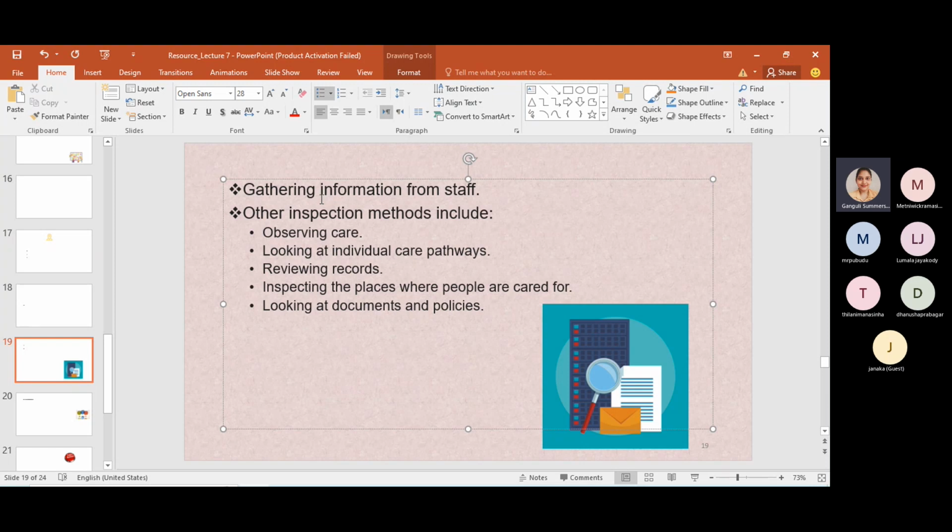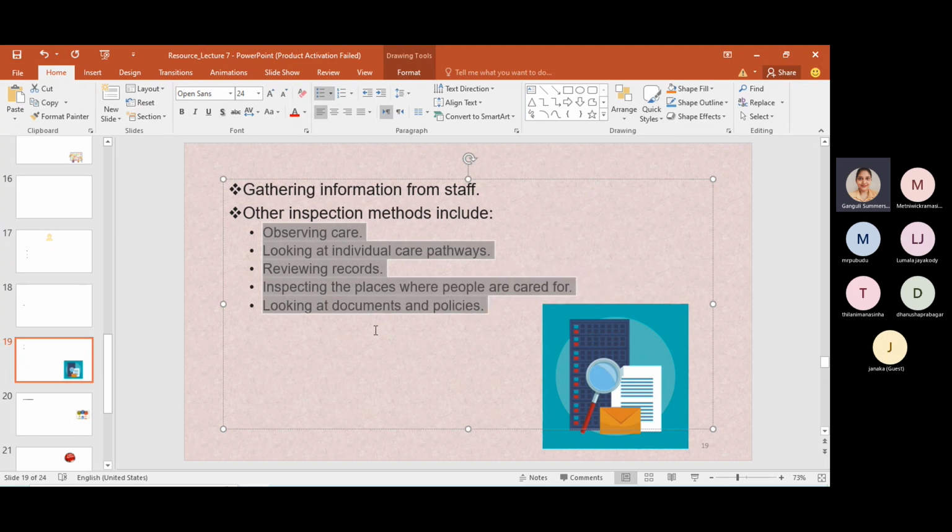Okay, so staff members means the people who are working in the workplace, right? So the inspection team can gather information from the staff as well. And in addition to that, these are some other methods through which the inspection team can gather information.